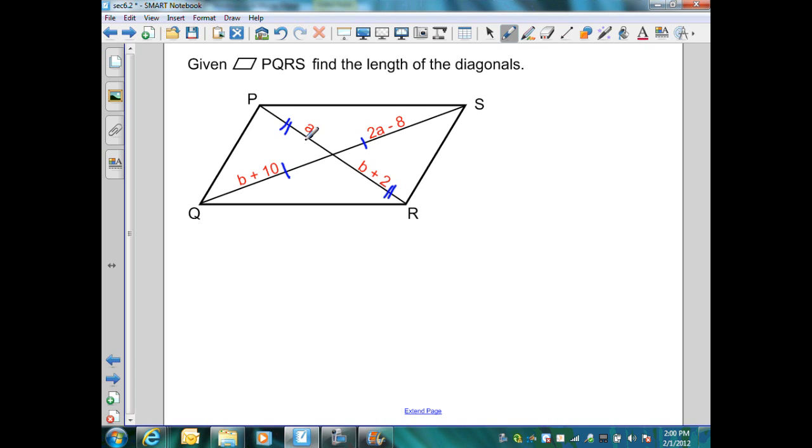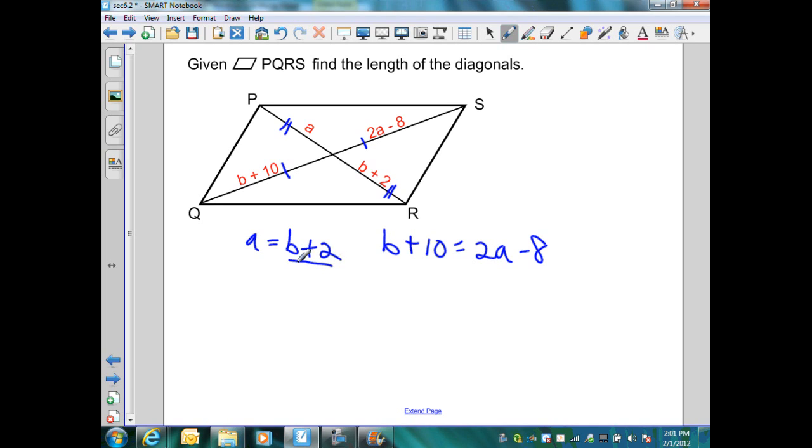So what I'm going to do is let A equal B plus 2. That is using theorem 6.3. The diagonals bisect. So here, this segment is congruent to that segment. That sets up this equation. I also know the other equation, B plus 10 equals 2A minus 8. To solve this system of equations, I'm going to use substitution. I already know what A is equal to. A is equal to the expression B plus 2.